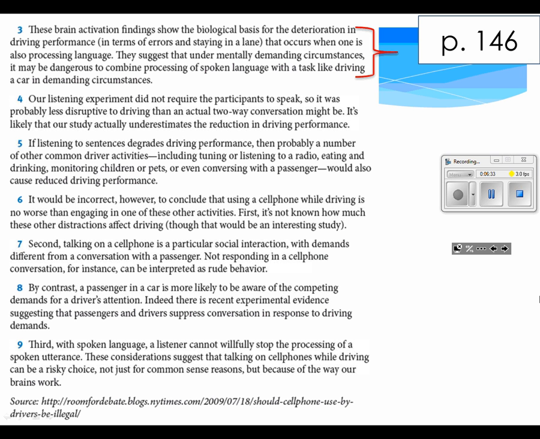First one occurs in that 3rd body paragraph. So we go ahead and mark this as a logos. They're talking about a brain activation finding. That's the actual chart that appeared on page 145. So the idea that they're using that chart to help prove their point 100%.